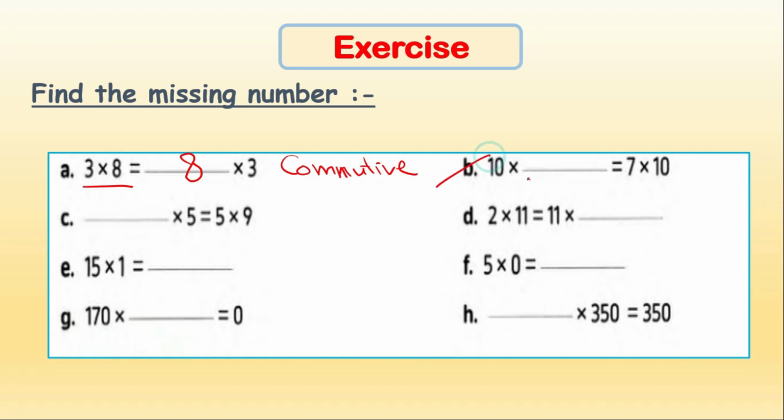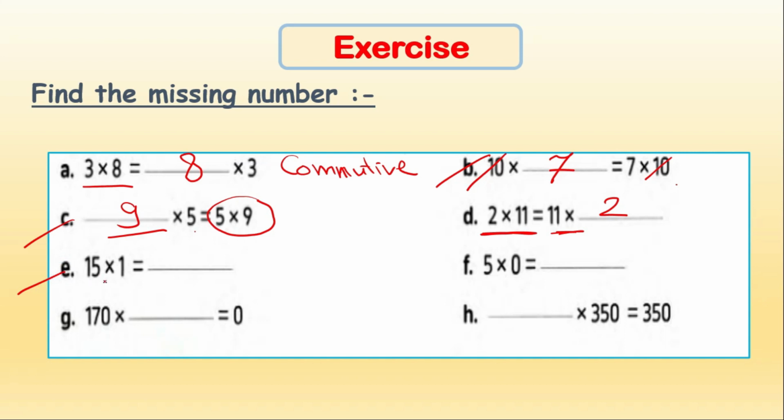Letter B. 10 times what equals 7 times 10? The same, there is a 10 here and a 10 here. So commutative, write 7. Next one, C. Which number times 5 equals 5 times 9? So commutative, 9. 2 times 11 equals 11 times what? 11 times 2.